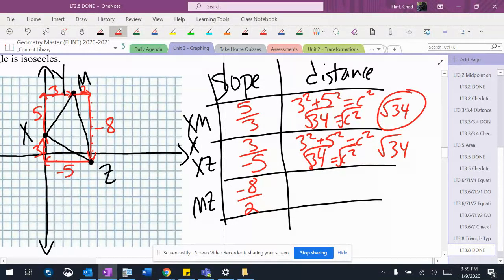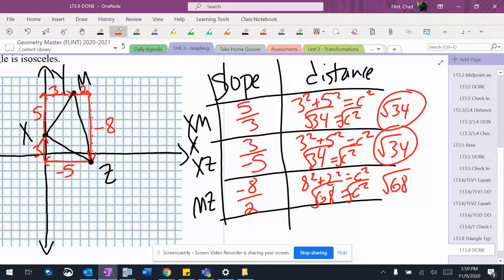All right, so right away, I probably noticed that I have 2 sides that are the same. Now, I shouldn't have 3 sides that are the same, so I should check that. So 8 squared and 2 squared is c squared. That's 64 and 4 is 68. And that's going to be square root of 68. Okay, so I have 2 equal sides.